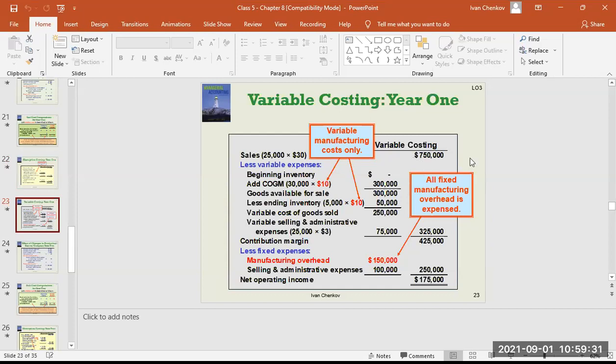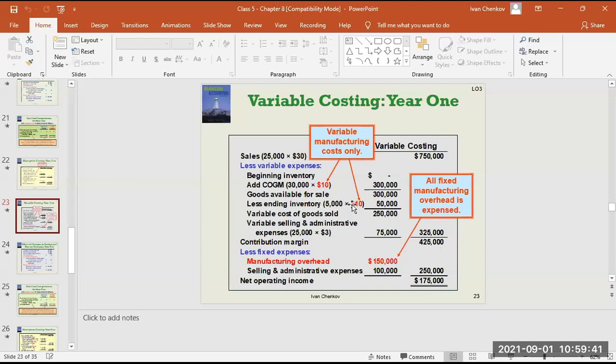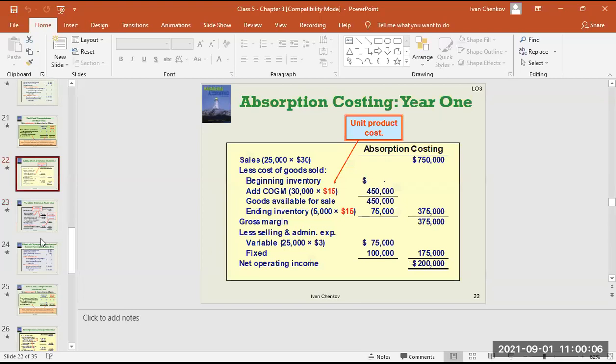Under the variable costing, same sales. Zero balance on the inventory. We're producing 30,000 times $10. Ending inventory is 5,000 times $10, 50,000. So that's the first difference, 75 versus 50,000. That's 25,000. Why 25,000? Because that's related to the $5 which are held in the ending inventory for 5,000 units under the absorption. Then we're going to have the same variable sales and administrative expenses, 75, 75.